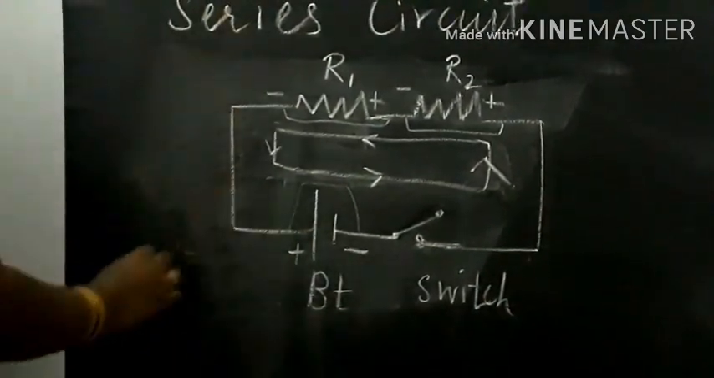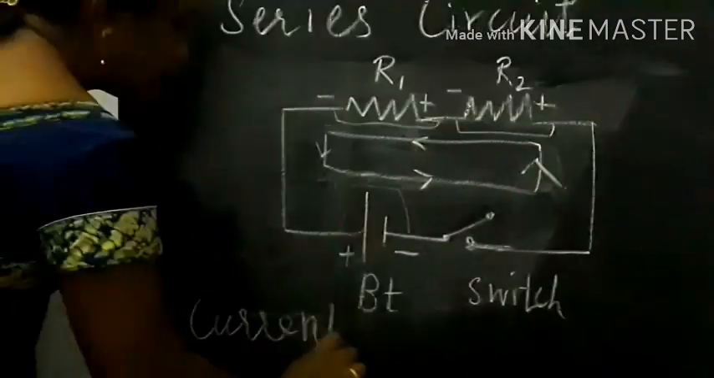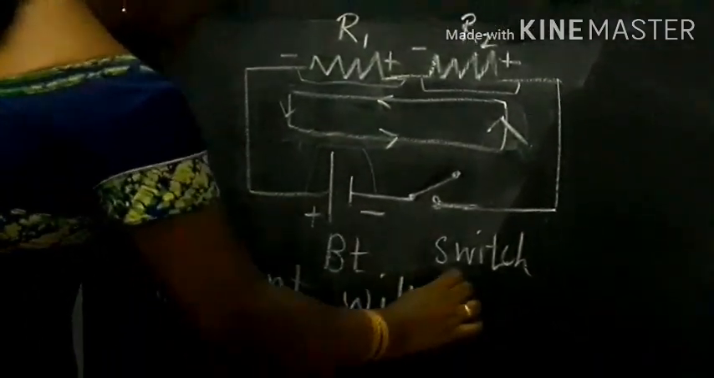So in a series circuit, current will be the same at all points.